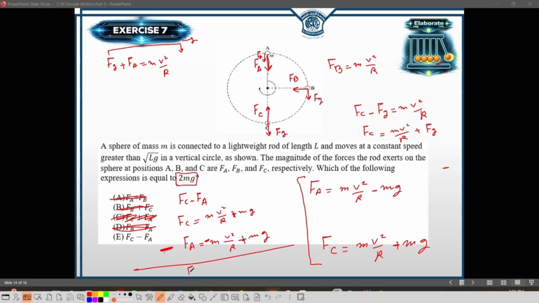Now we add them. Fc minus Fa equals mv squared over r minus mv squared over r, they cancel out. mg plus mg, this is 2mg. This is why the correct answer would be Fc minus Fa.